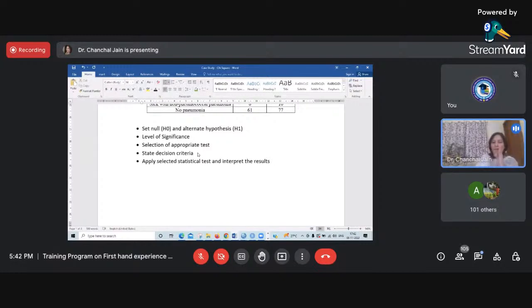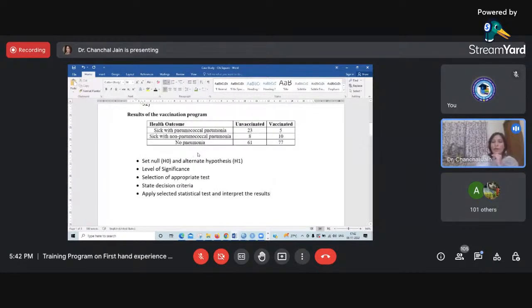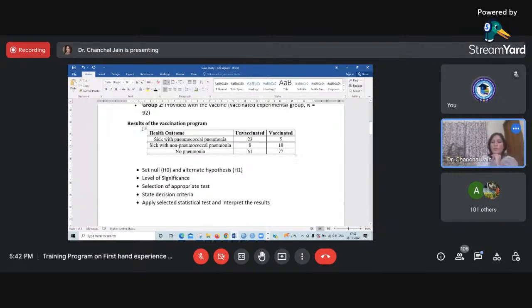As we have all read the case, from the case we have also got an idea about the variables. We have three types of health outcomes. These are the outcomes listed here, and these are the numbers of employees who are vaccinated or not vaccinated. When you calculate this, in both groups you will find 92 and 92 employees, so in total we have data for 184 employees.